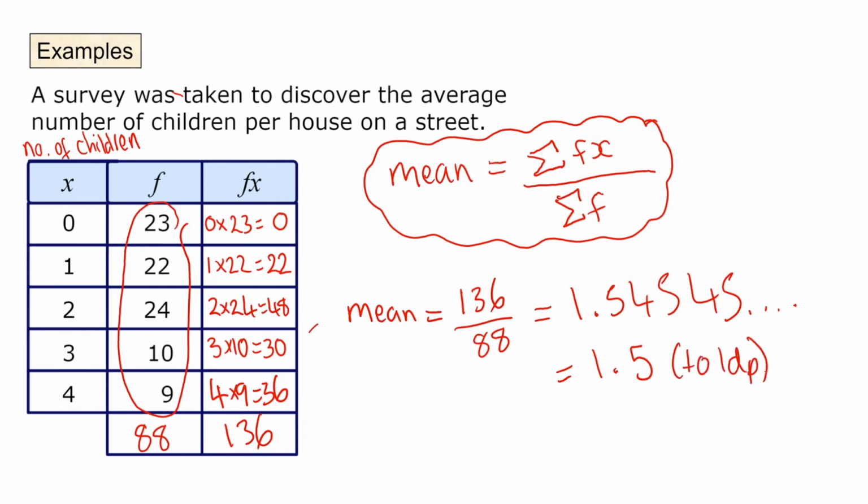Make sure you're writing down what you're rounding it to. Okay, so here on average on this street there are about 1.5 children, and we know that that wouldn't be the case. So if you did need to take a whole number, it would be 2. But we do write it to one decimal place in your GCSE.